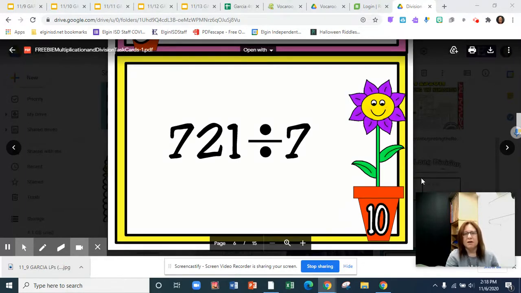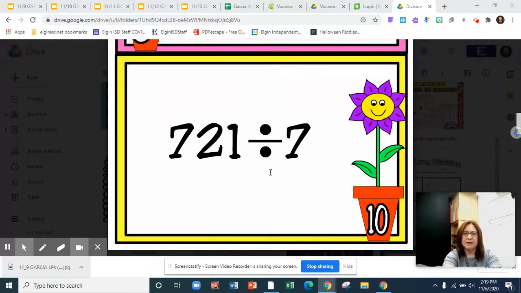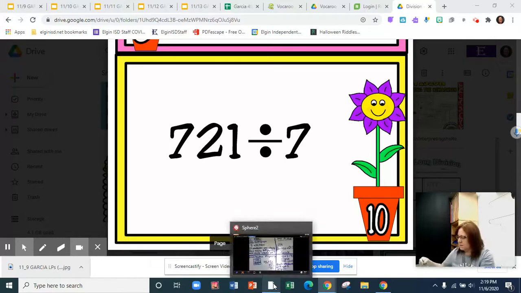Let's say there were, I don't know, 721 green beans. And they need to be divided by 7 different families. All right. Make up anything you want. Okay, so 721 divided by 7. This is what we're going to do.